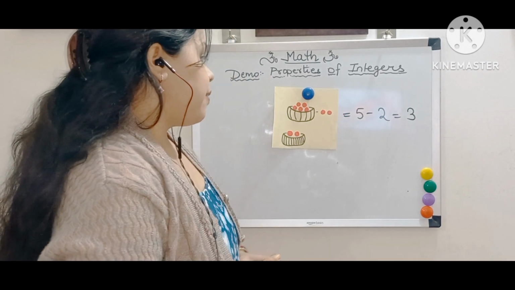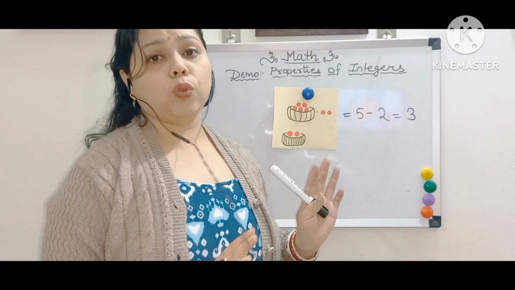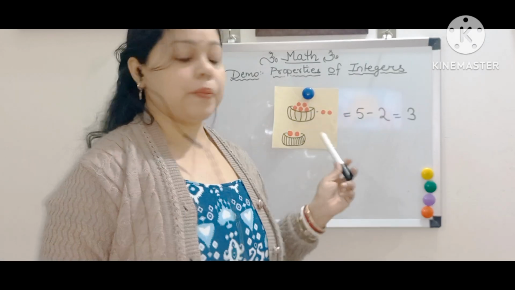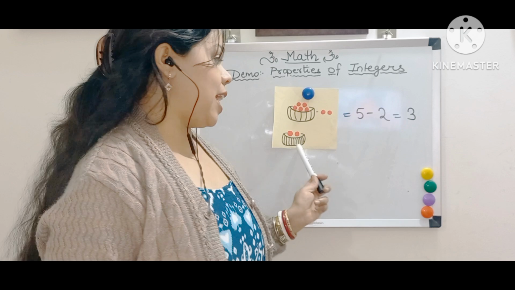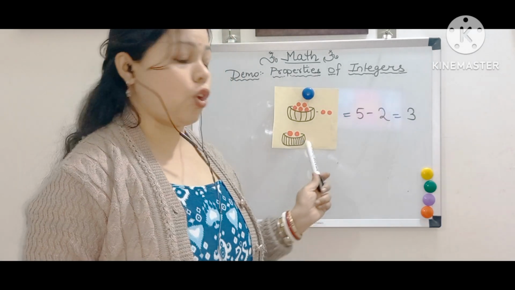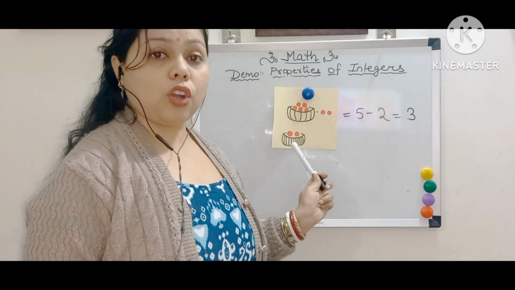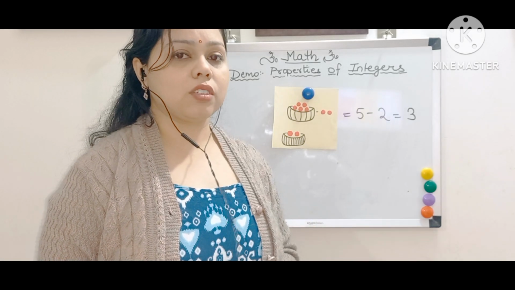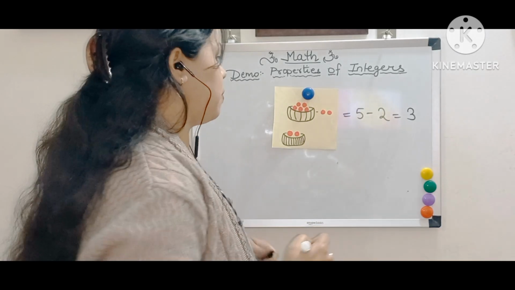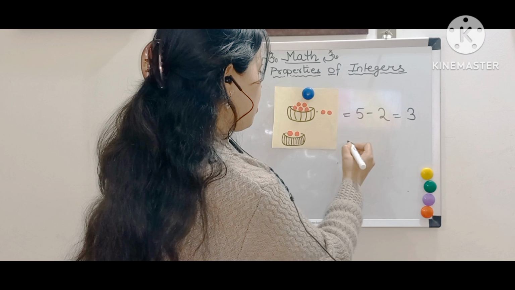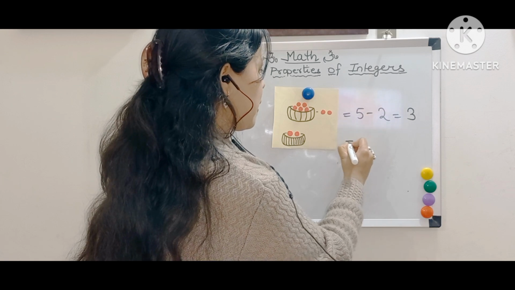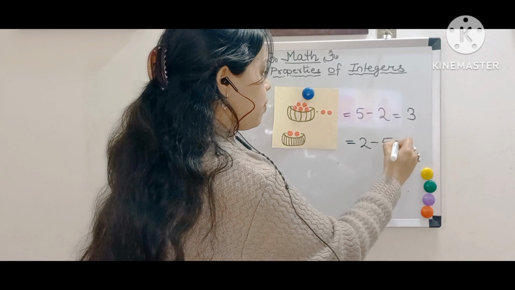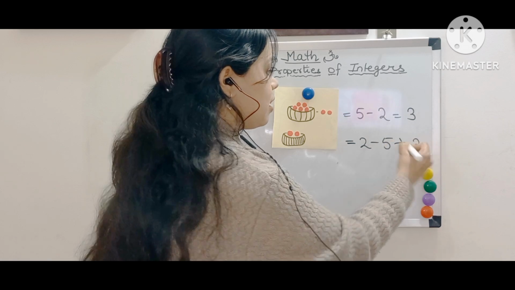But in this basket I have only 2 oranges, and if I ask you to take out 5 oranges from the basket of 2 oranges, is it possible to take them out? No, it will not be possible. So here, 2 minus 5, you will not get 3.